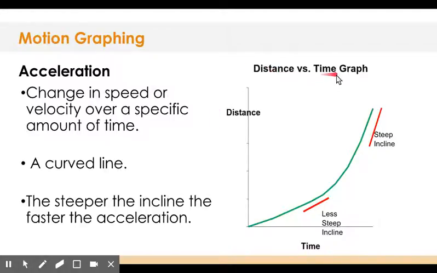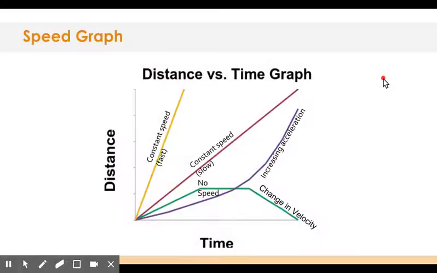Now notice all of these that we've looked at so far are distance versus time graphs. And so we see acceleration because we see that curve that happened. We're going to look at also acceleration graphs, which are going to be velocity versus time. They're going to be a little bit different. You've got to pay attention to what the graph is showing, and what you are graphing if you're the one doing it.